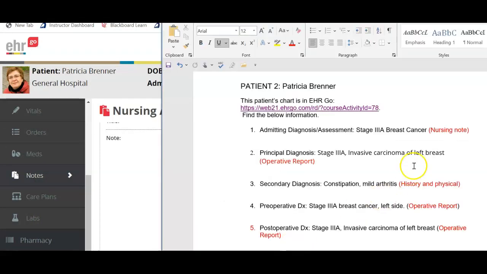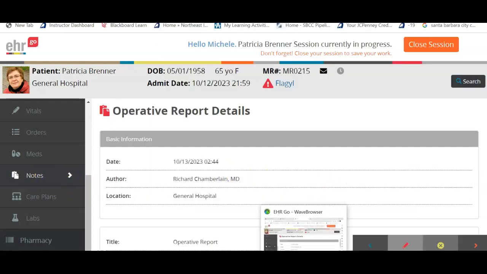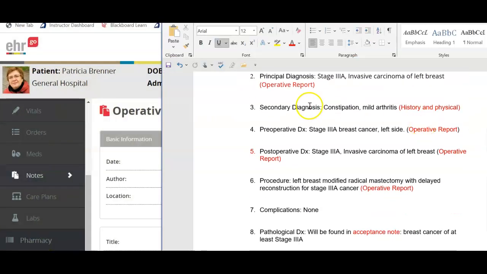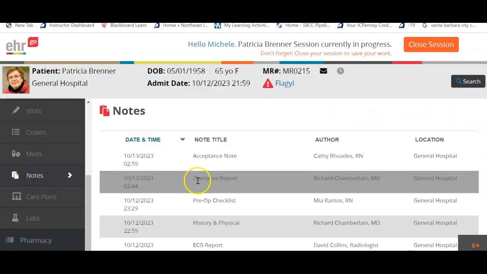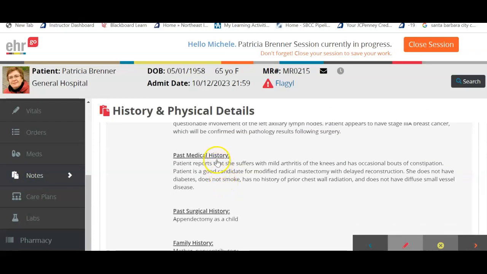All right, so let's look at the next. Principal diagnosis: stage 3 invasive carcinoma of the left breast. That's going to be in the operative report right there in the notes. Okay, with that, let's move on. Same thing for secondary diagnosis. I did go to the history and physical, which is in my notes again: history of present illness, past medical history.